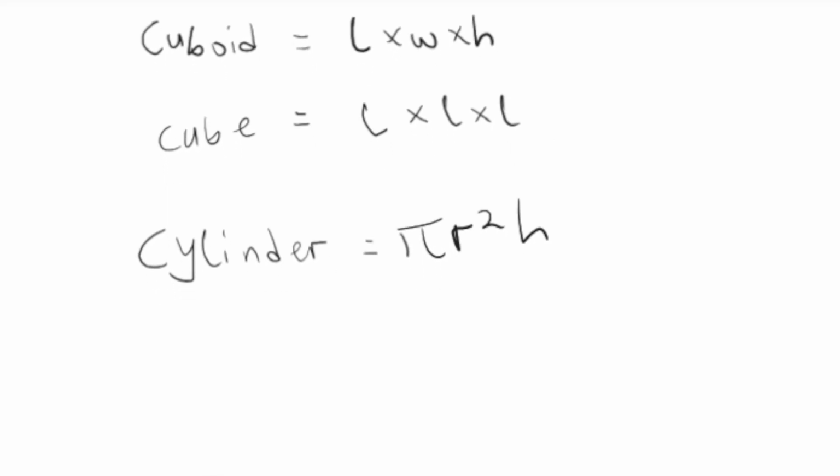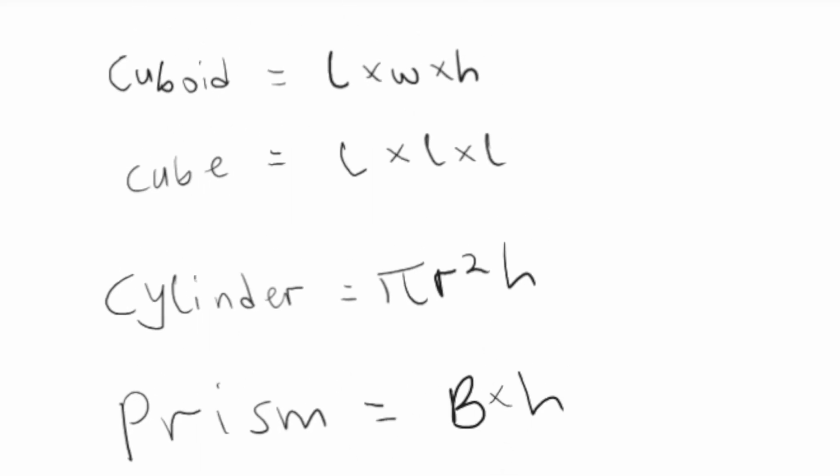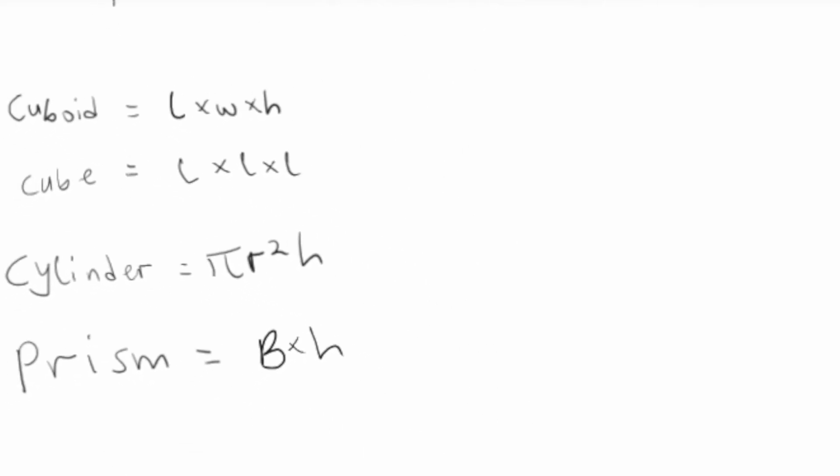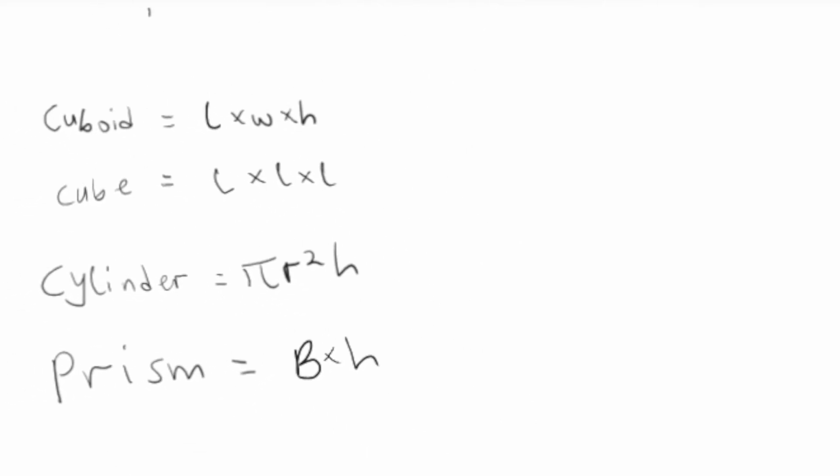What about the volume of a prism? The volume of a prism is going to give us the base area times height. So depending on the area that you have, that is the base area. Let me just write it. The B here is the base area. The H is height.